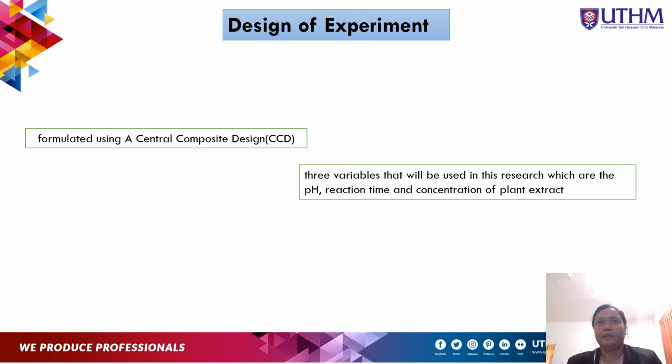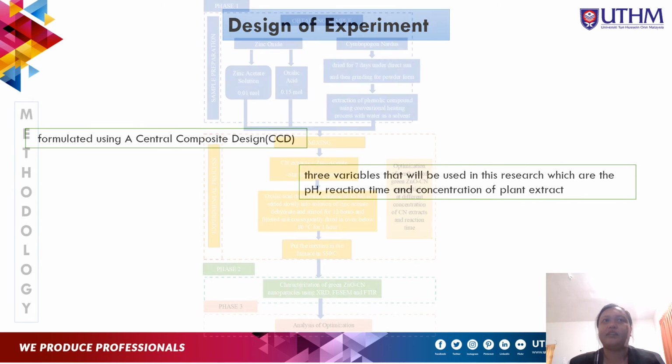Design of experiment. It will be formulated using Central Composite Design (CCD), since it can build a second-order model after analyzing the data collection with minimum experiments. The three variables that will be used in this research are pH, reaction time, and concentration of plant extract.